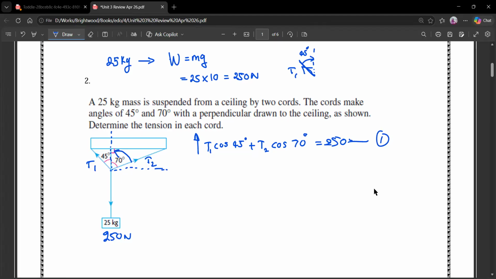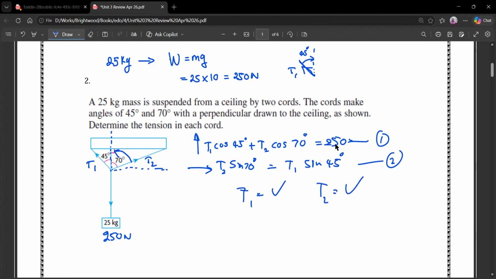When you think of the other side, the horizontal direction, the perpendiculars are not taken. So horizontal, what is the right side? T2, if you're going through the angle, it's taken as a sine. So T2 sine 70. Right side equals left side, and the left side is T1 sine 45. Here's the second equation. Now you can simplify both equations and get the answer, T1 and T2 separately.